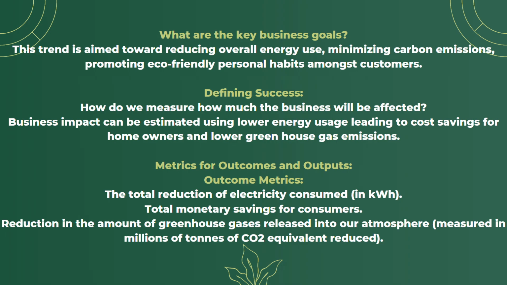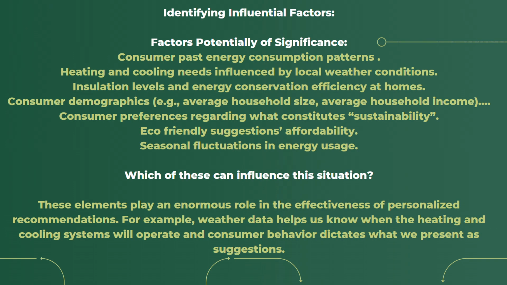Defining success: how do we measure the business impact? Business impact can be estimated using lower energy usage leading to cost savings for homeowners and lower greenhouse gas emissions. Metrics for outputs and outcomes: the total reduction of electricity consumed, total monetary savings for consumers, and the reduction in greenhouse gases released into our atmosphere, measured in millions of tons of CO2 equivalent.